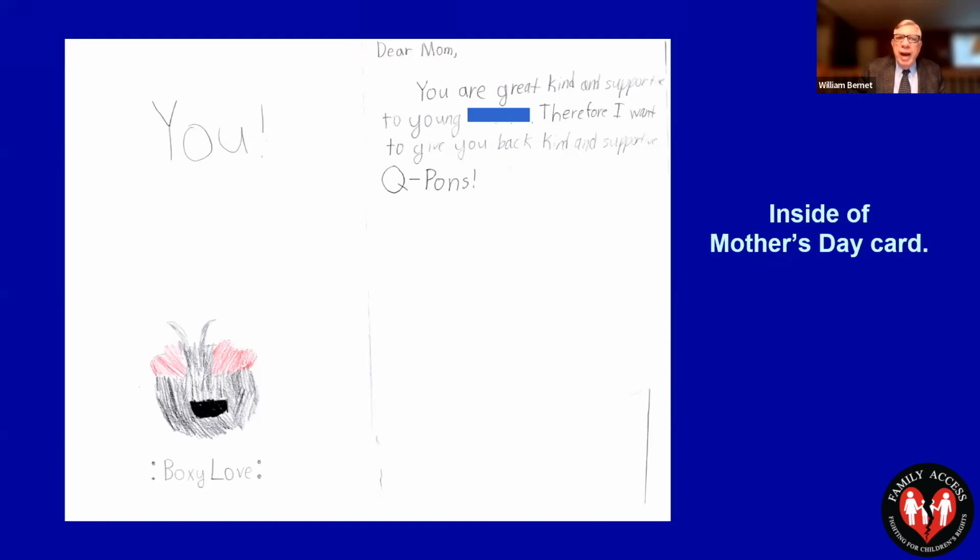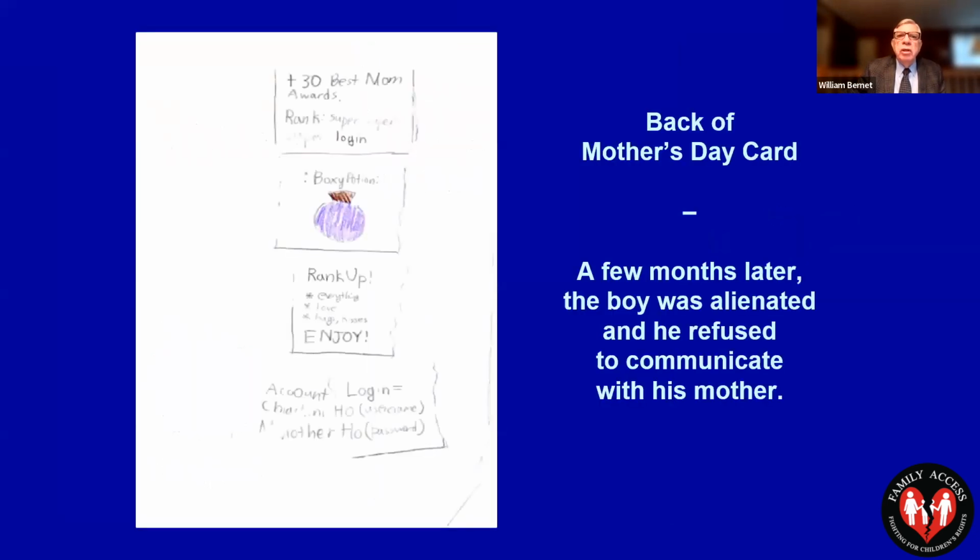So anyway, I'm going to show you the back of the card, which explains how the mother can turn in her coupons. You can take a look at some of this. 30 Best Mom Awards. How do you log in? Boxy something, Boxy Potion. And then at the account, it explains how to log in so that the mom can get her rewards, her username and her password and so on. So anyway, the whole thing is kind of clever. And this was at a time when the boy had a perfectly good relationship to mom. Now it is sad that a few months later this boy became alienated from his mother and he refused to communicate with her at all.